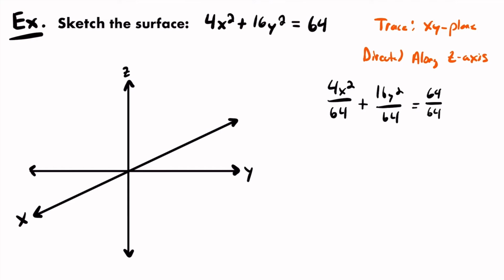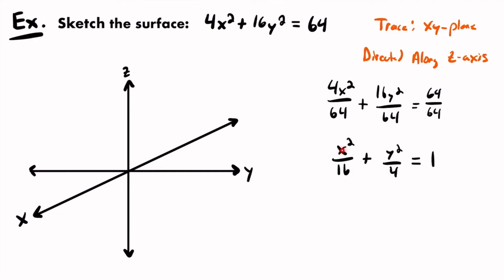And then 4 divided by 64 reduces to 1/16. So we have x squared divided by 16 plus 16y squared divided by 64. 16 divided by 64 reduces to 1/4. So we have y squared divided by 4. And then, of course, 64 divided by itself is 1. So now we have the standard equation of a conic section. In particular, this is the equation of an ellipse.